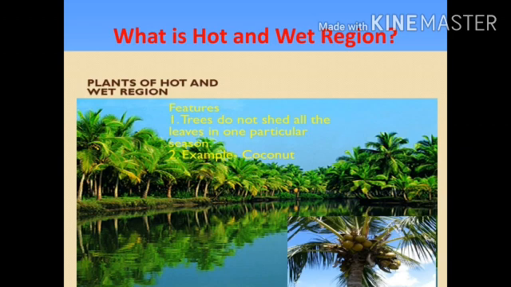Before starting, I am going to tell you what a hot and wet region is. Hot climate means the measure of heat is higher in a specific region, whereas wet climate means there is water everywhere or the amount of moisture is more. So look at the picture. This is the picture of a hot and wet region. You can see in the picture that there is a lot of water everywhere, and a lot of heat also. So moisture is more and heat is also higher.